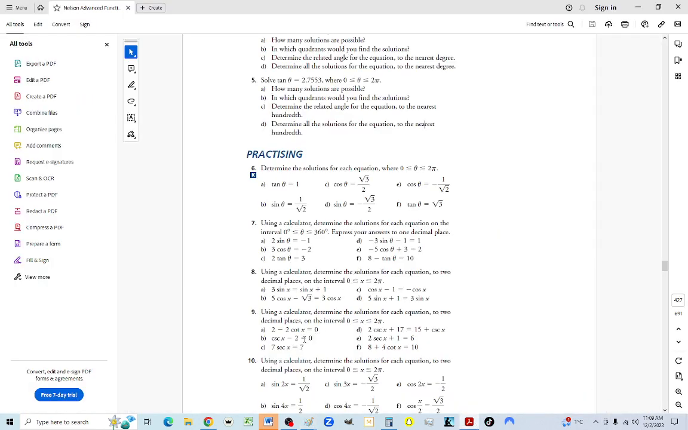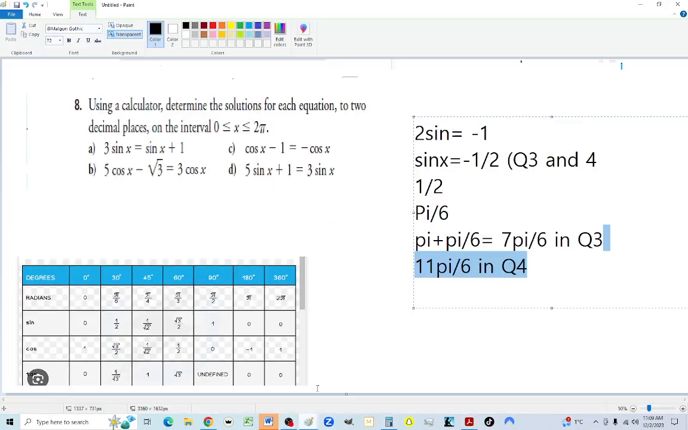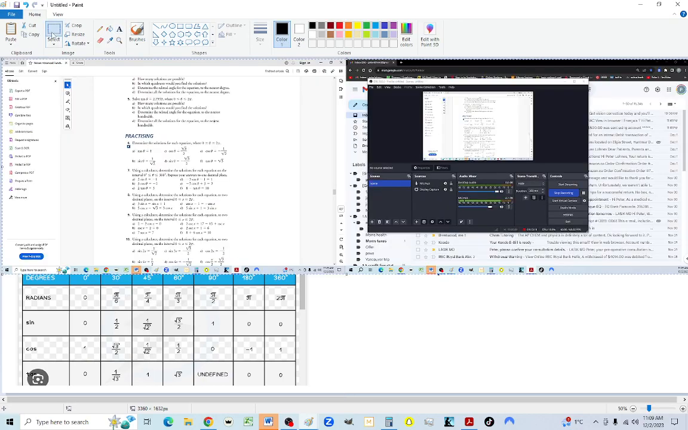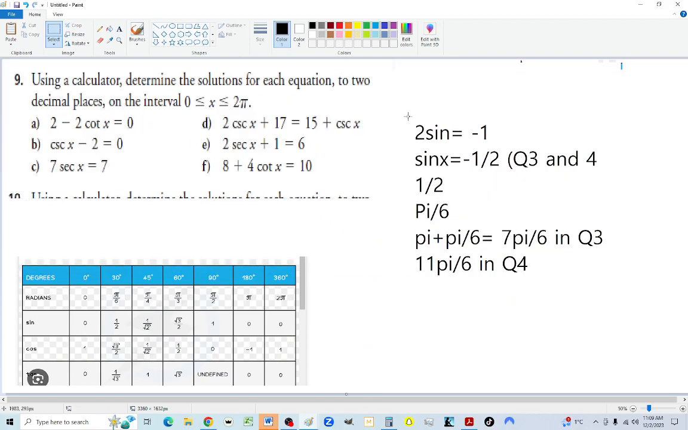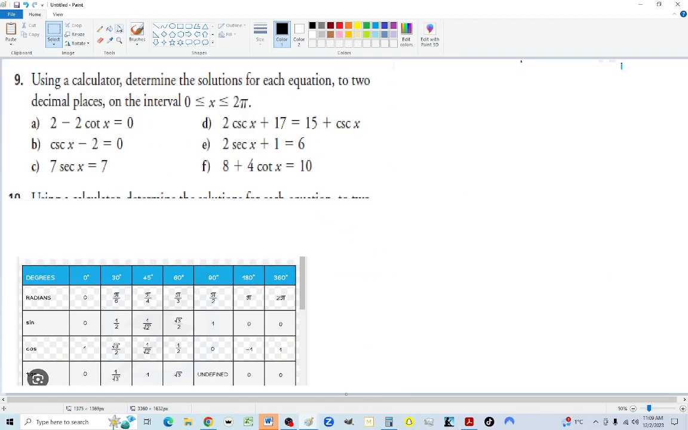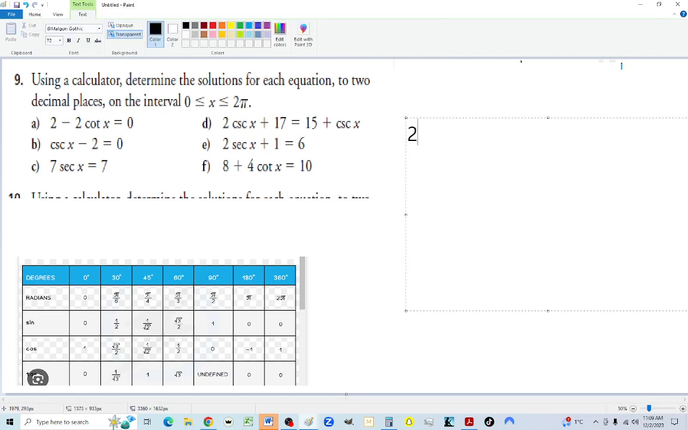Using a calculator, now they do it in degrees. So they're just getting you comfortable doing it in both formats. I don't know why they're going to degrees, because they really don't spend much time on degrees. So here's how you isolate A. Cot x equals 1 is the same as tan x is equal to 1.